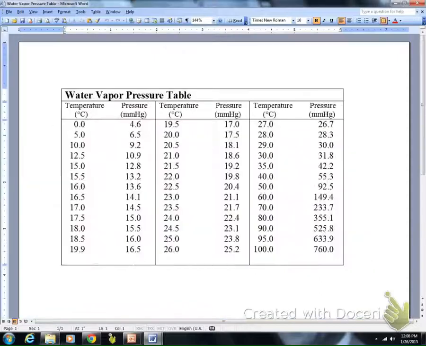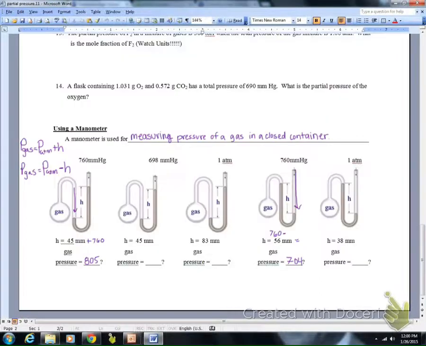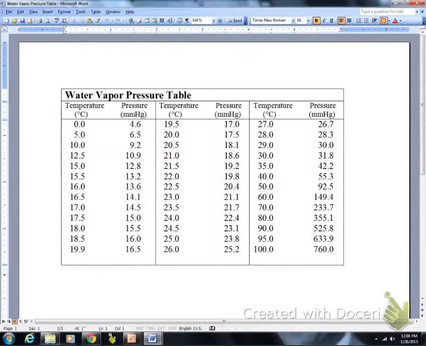So there's your notes on partial pressure and mole fractions. We will practice the rest in class. And then here's just the water vapor pressure table that I was referencing before, and that will come in handy when we're doing partial pressure, all together with the molar volume of a gas lab.